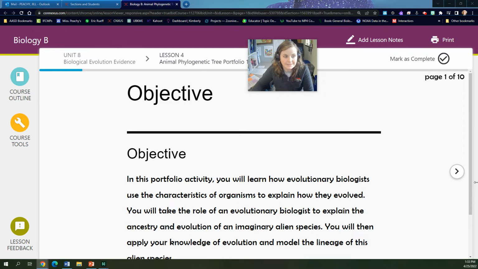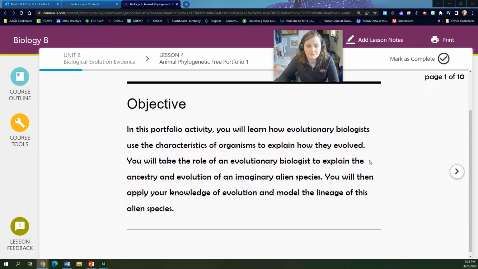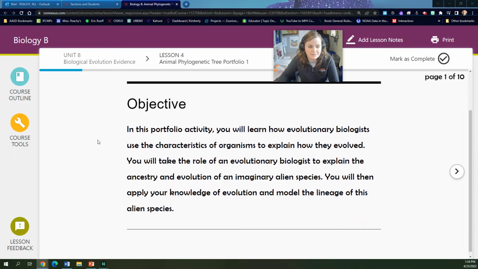Here we are in Unit 8, Lesson 4, and this is your final portfolio for this school year. It is the Animal Phylogenetic Tree Portfolio, and I have changed so many of the portfolios that they have offered through this curriculum, but I actually like this one. So we're going to keep it intact. It is divided into multiple parts. I'm going to explain that to you here and what you're going to need to submit to me.